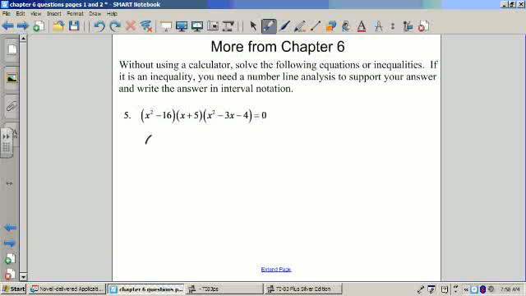Problem number 5. x squared minus 16. Hopefully I can recognize this as a difference of squares. I get x plus 4 times x minus 4. Then I've still got my x plus 5.